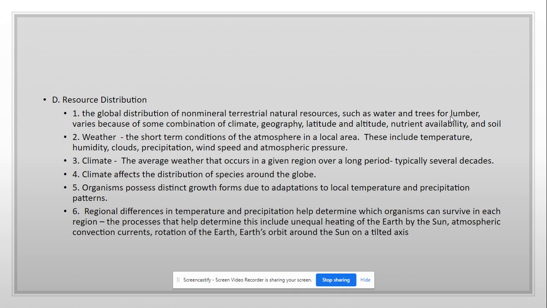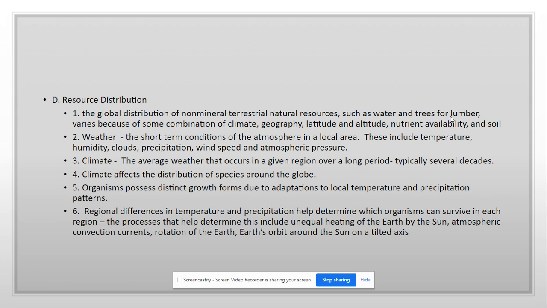And so, with all of that being said, we also need to take note of the resource distribution that each of these biomes may provide. The global distribution of nonmineral terrestrial resources like water and trees is going to vary between our climate, geography, latitude, and even maybe altitude, nutrient availability, and soil.